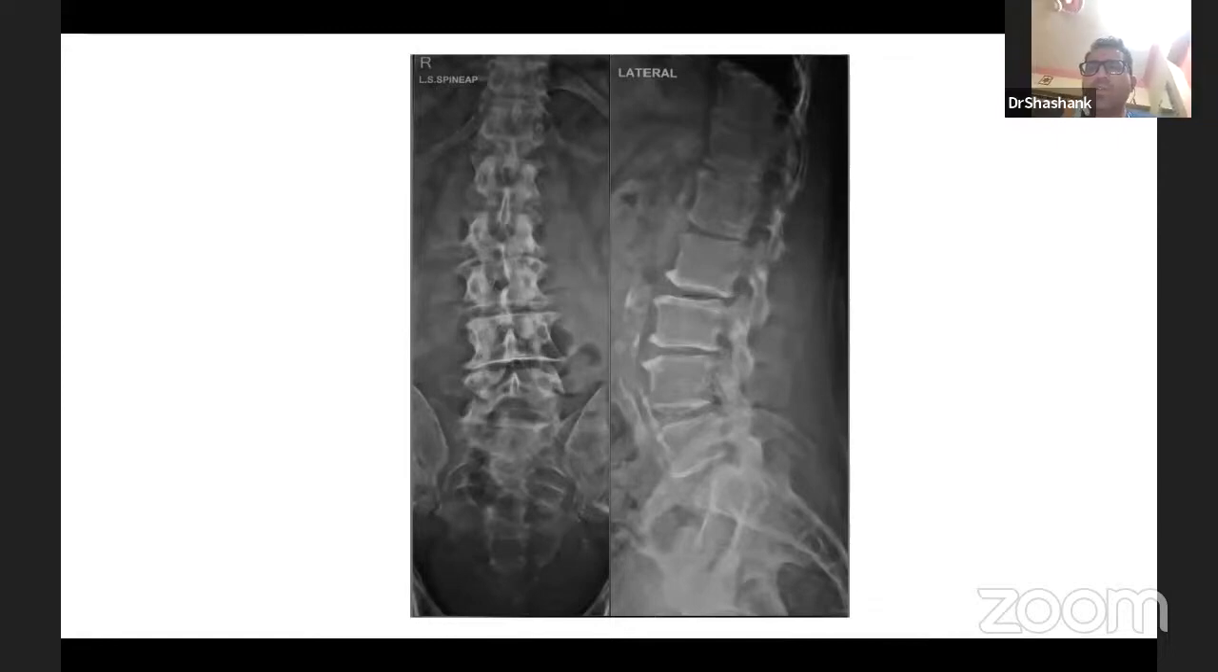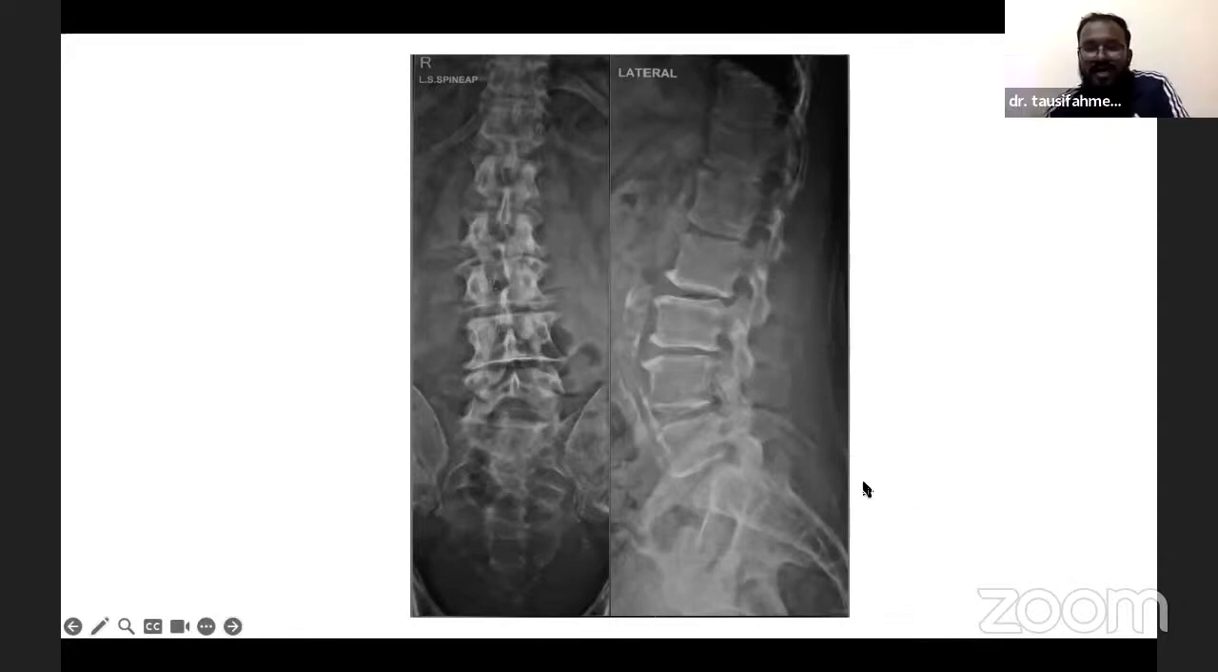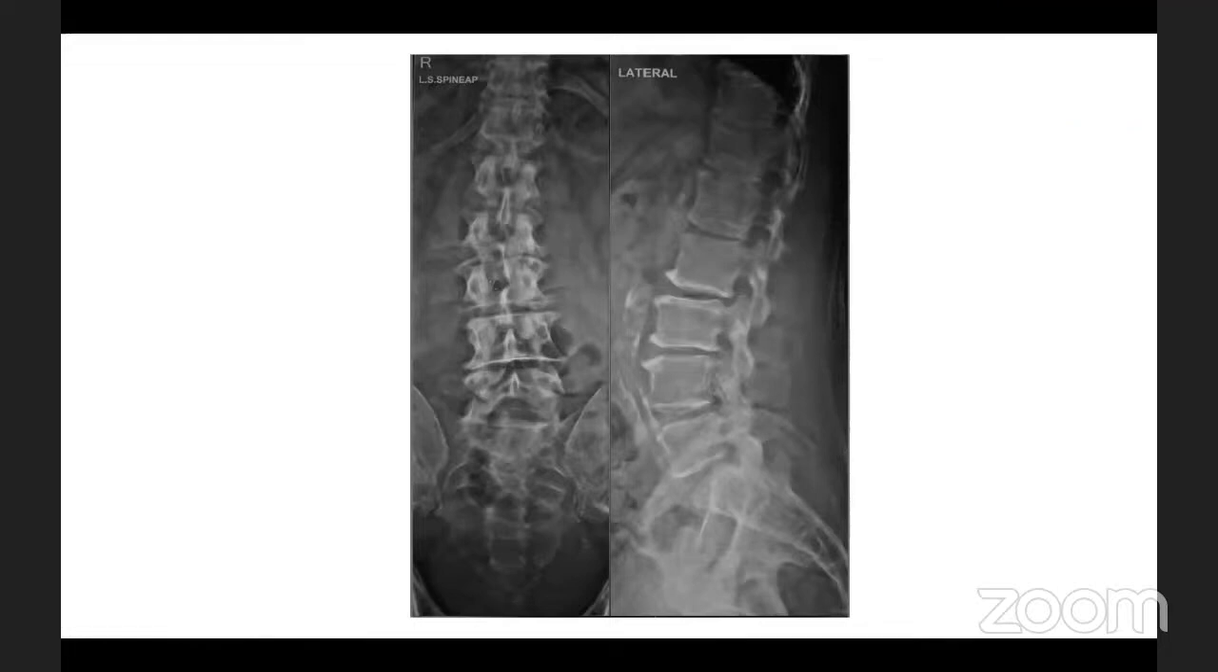So on the AP view, we can see scoliotic changes appearing in the upper lumbar region, and on the lateral we see some degenerative changes with not very significant disc space changes in the lumbar spine. After this, you mentioned aortic calcification is also seen in the lateral X-ray. Calcification of aorta.